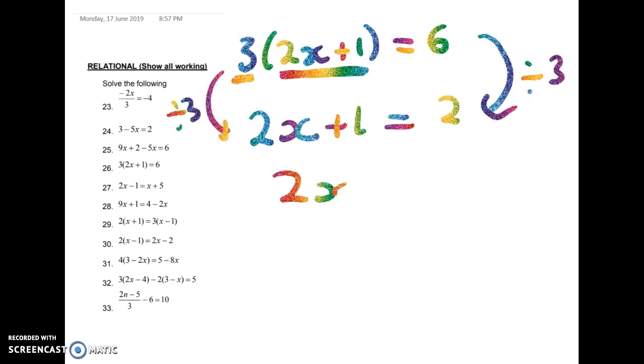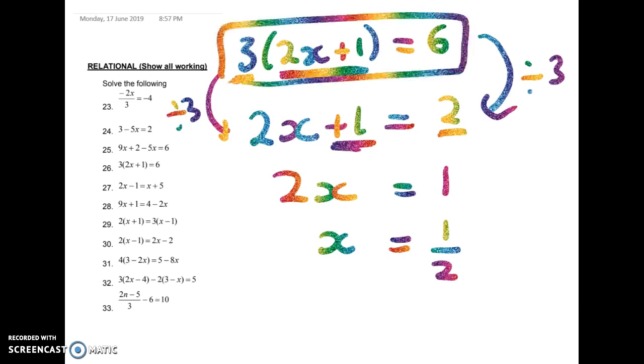That now gives me 2x is equal to 1. I've subtracted 1 from both sides. And lastly, I divide both sides by 2, and I get x equals 1/2. Right, so that worked quite well here, and it worked because 3 here is a factor of 6.